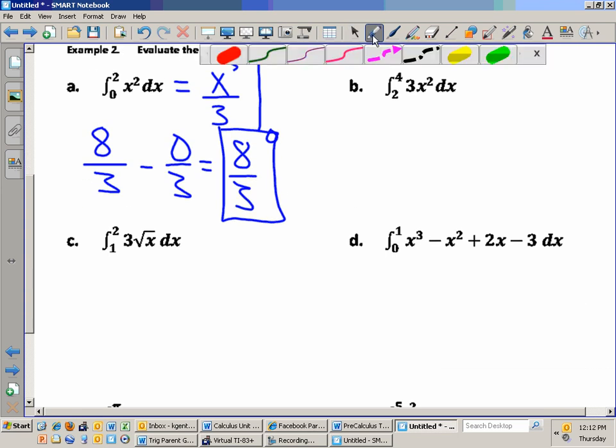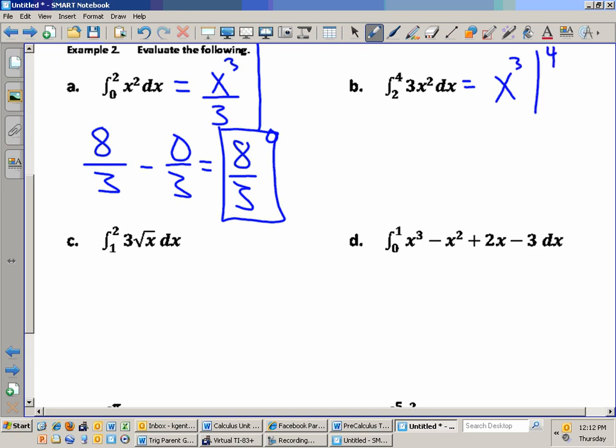I hope there's not a letdown, but so we just need an antiderivative. What's the antiderivative? 3x squared. 3x to the 3rd over 3, which is x cubed evaluated at 4, 2. So as I work this out, 4 to the 3rd minus 2 to the 3rd, 64 minus 8 is 56.